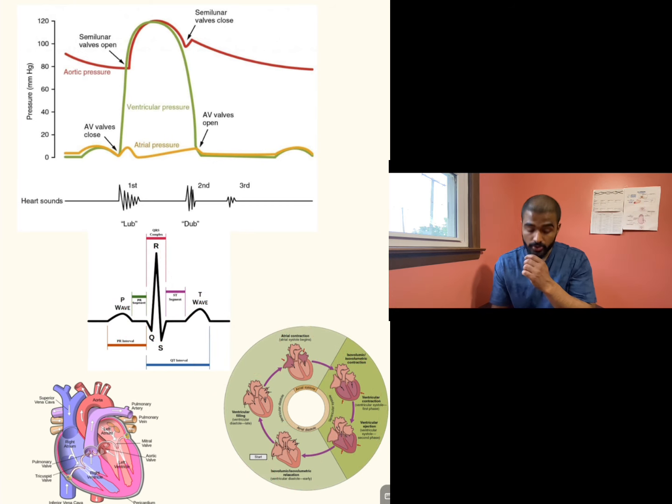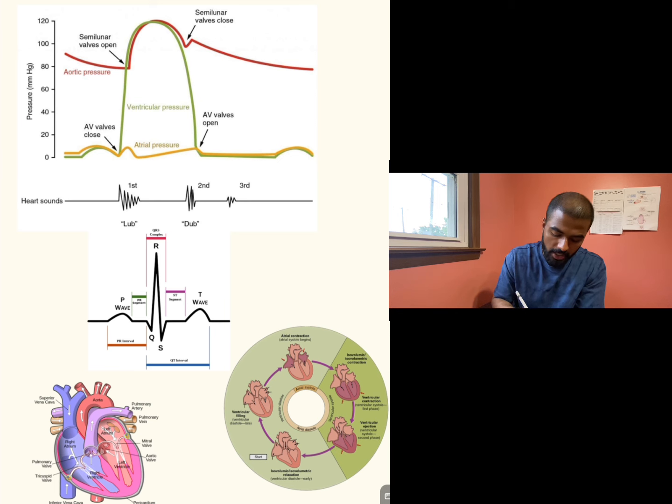So during atrial contraction, we also have to talk about some valves of the heart. We have a couple different valves here. We have a tricuspid valve and mitral valve. These two are known as your AV valves, atrioventricular valves. And then we have a pulmonary valve right here, and an aortic valve right here. These two are going to be your semilunar valves.